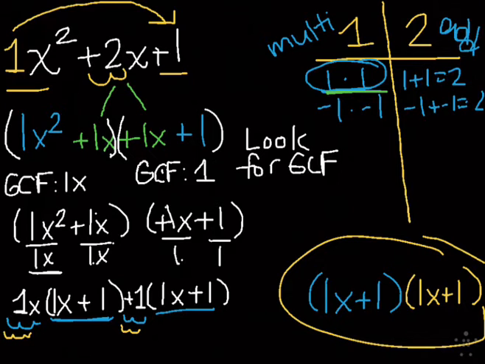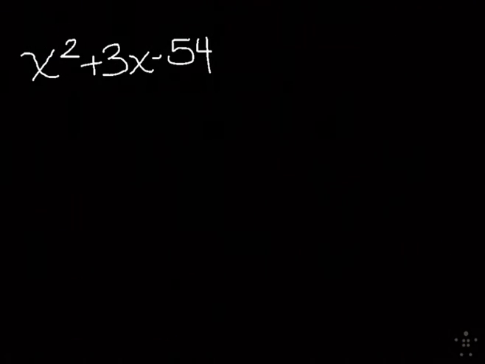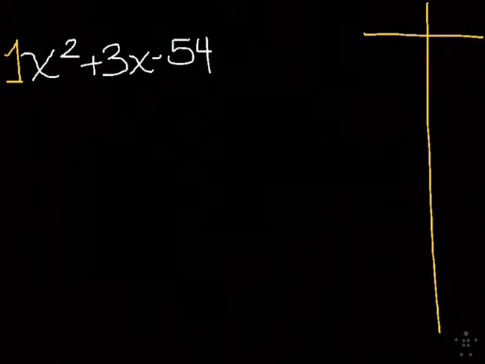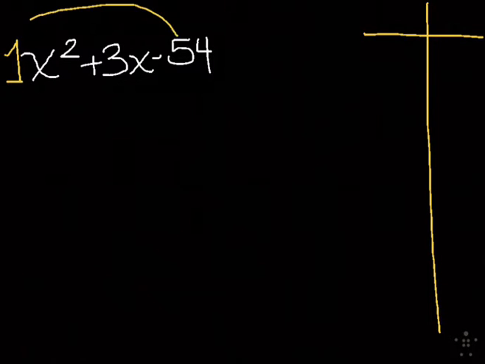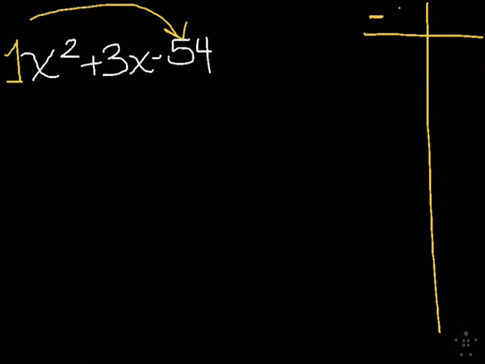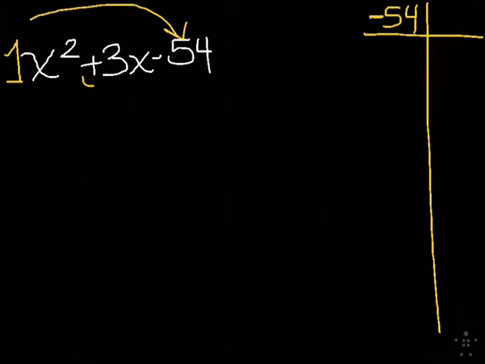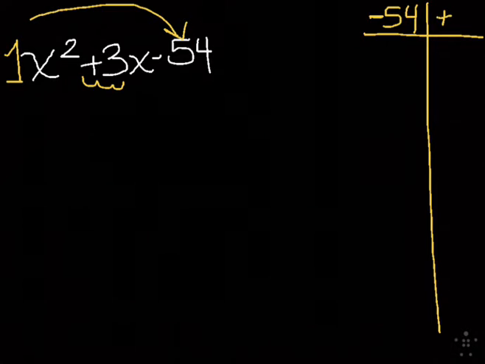All right, let's do another one. So I have x squared plus 3x minus 54. Same deal. There isn't a number in front, so I'm going to put a 1. Write my chart over to the side. So I multiply 1 times negative 54, so that's negative 54. And my middle number here is positive 3.